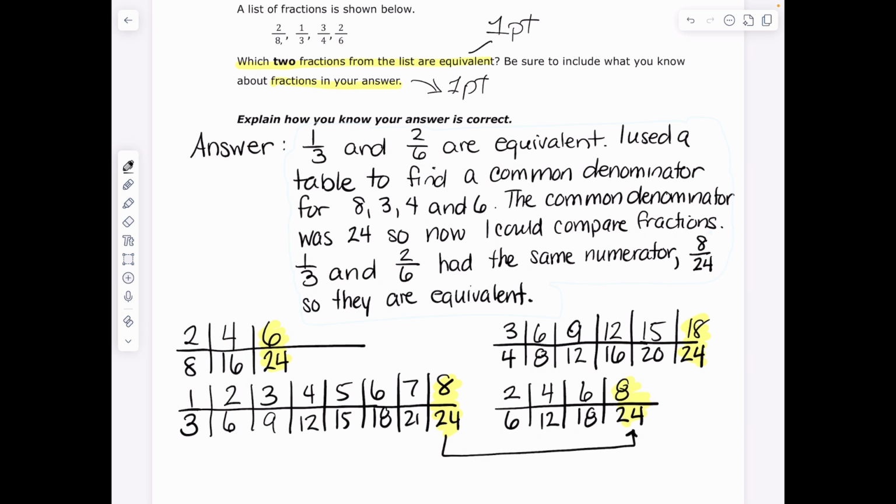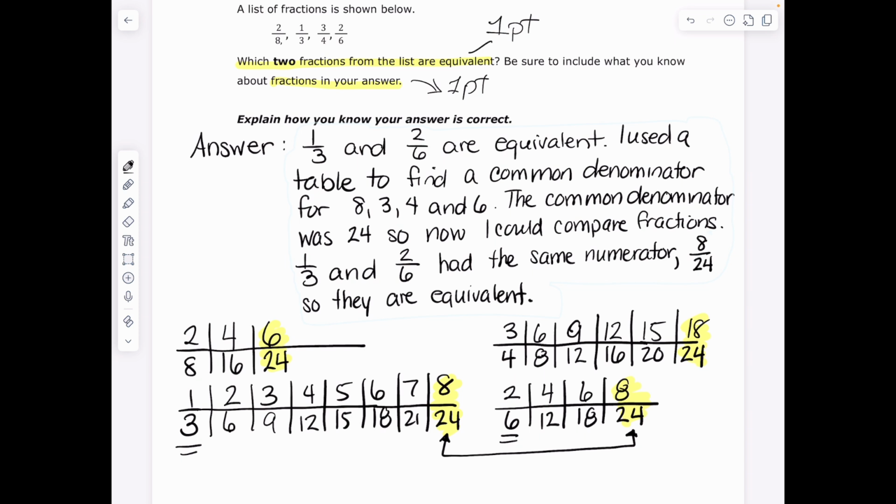These two are equivalent. And my original fractions were 1/3 and 2/6. So that's the table I made to figure out the common denominator was 24. So that part, I answered the first part. But now I have to prove what I know about fractions. That can be really hard. So I want you to pay attention to how I answered this.